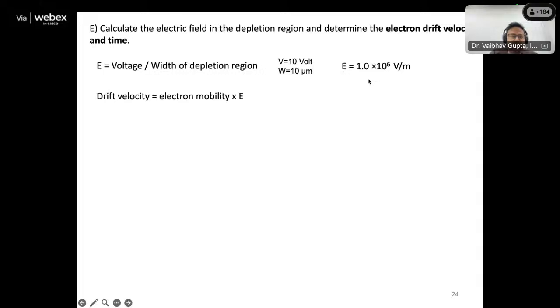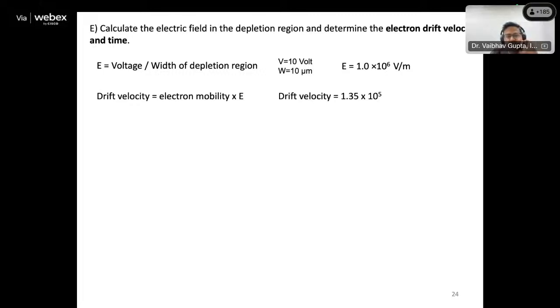And if we know the electric field, what would be the drift velocity? The mobility of the electron multiplied by the electric field. It is present inside the depletion region, so we multiply with the electric field which is present in the depletion region. And how much is this value, which is given here, 1 into 10 to the power 6. And the electron mobility was given due to the material parameters. So there it was also given, and we can calculate the drift velocity. So how much will be the drift?